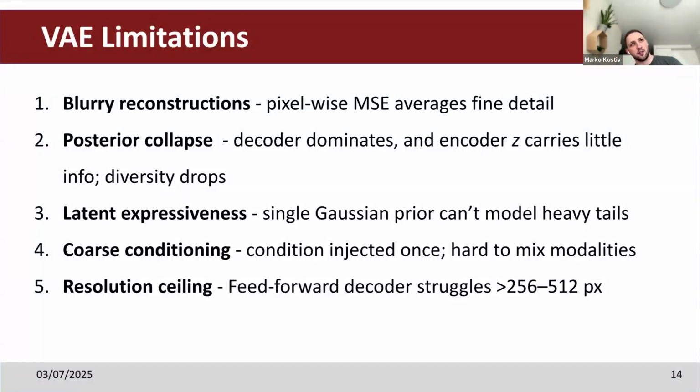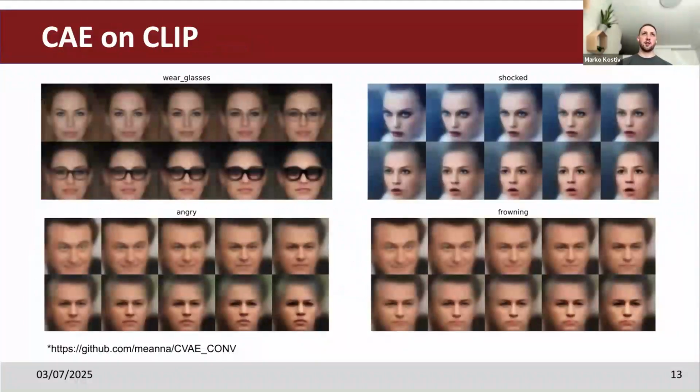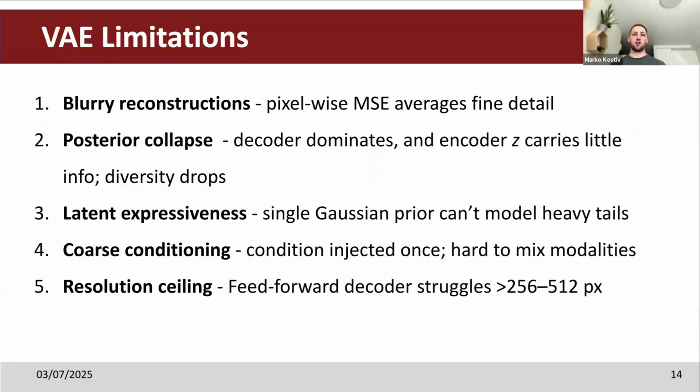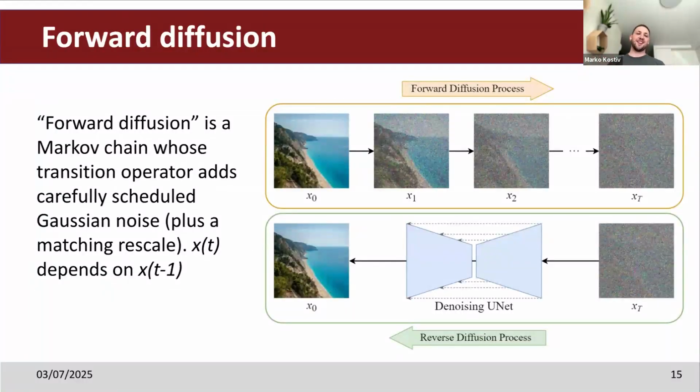The coarse conditioning: if you go back to the CLIP and you say they're wearing glasses, or when you generate the numbers of 8, you condition on this vector only once during the decoding. And usually that's not enough, because the network tends to forget this information over time. And the resolution ceiling: a feed-forward decoder struggles with more than 256 to 512 pixels, which is definitely not enough. At the same time, we had the GANs that were able to generate 4K images easily. And that's why the VAE was forgotten for a couple of years until the diffusion.